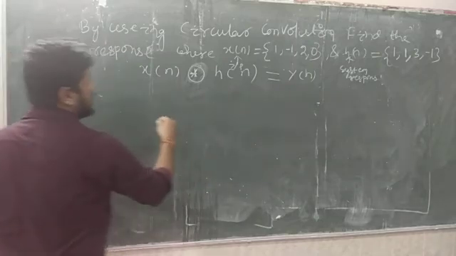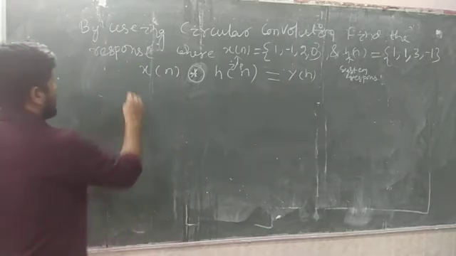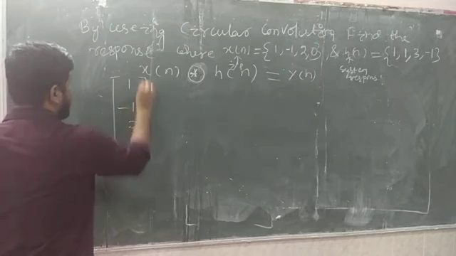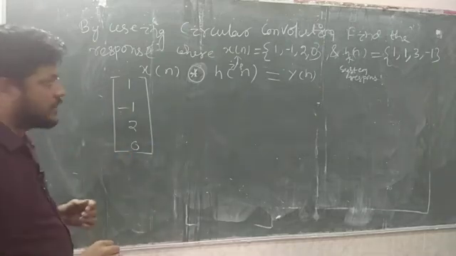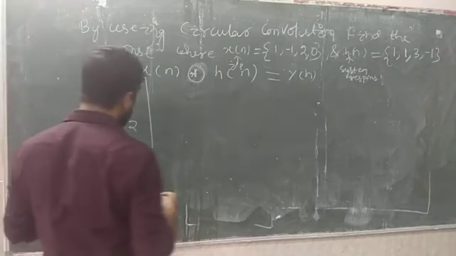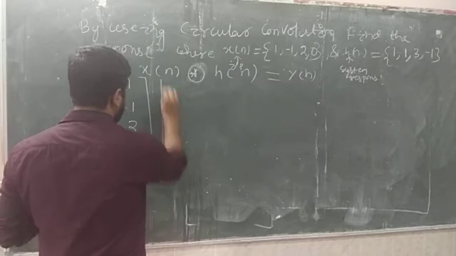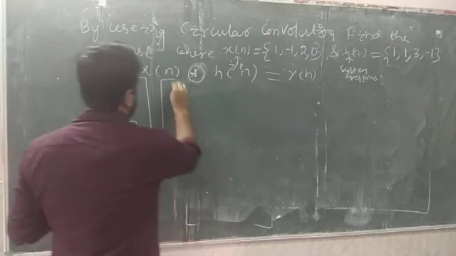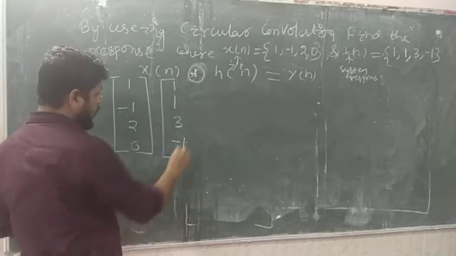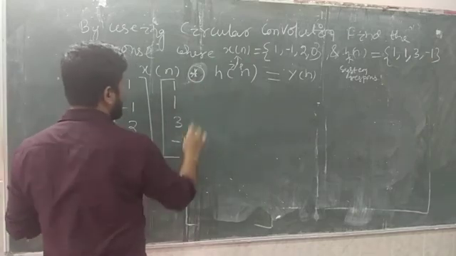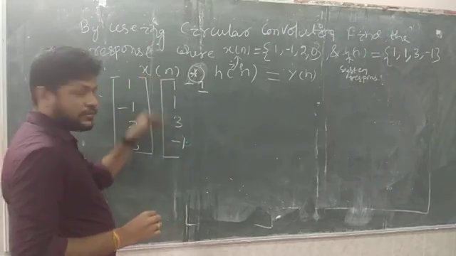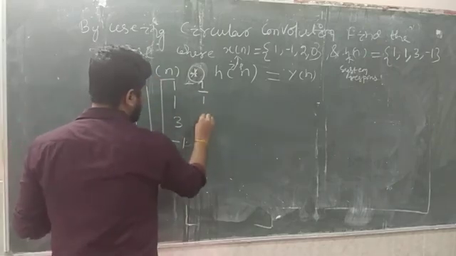Here x(n) is given as 1, -1, 2, 0, and we have to write this in matrix form. This will be multiplied with h(n), which is given as 1, 1, 3, -1. So you have to take this -1 to the top and then push all the other samples one step down, that is 1, 1 and 3.